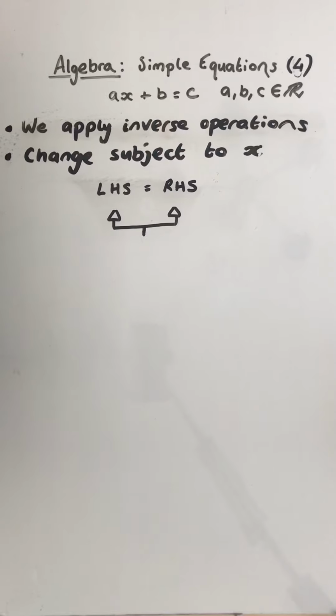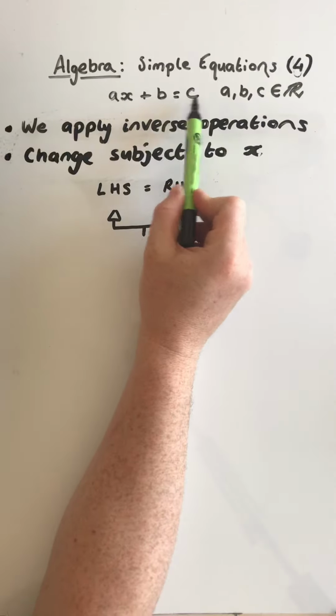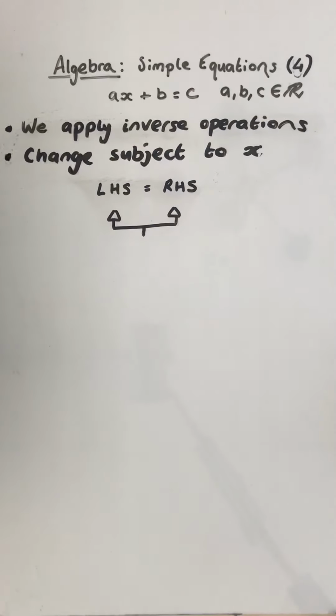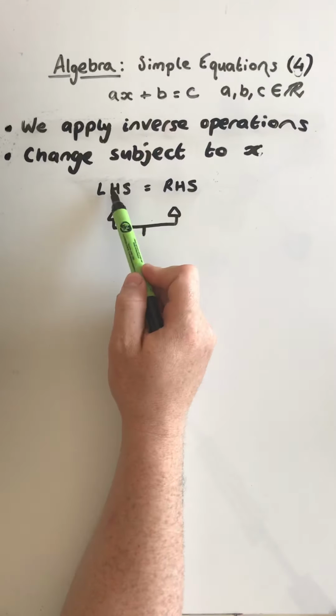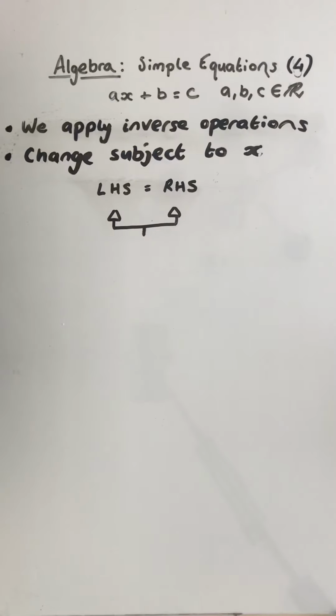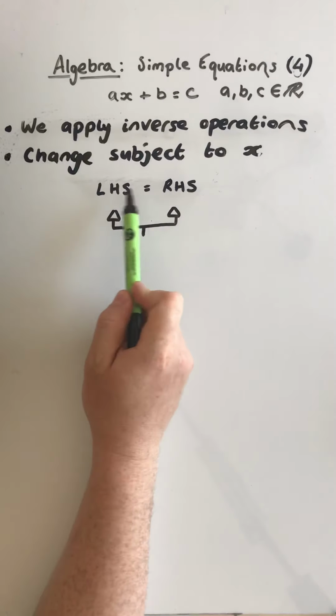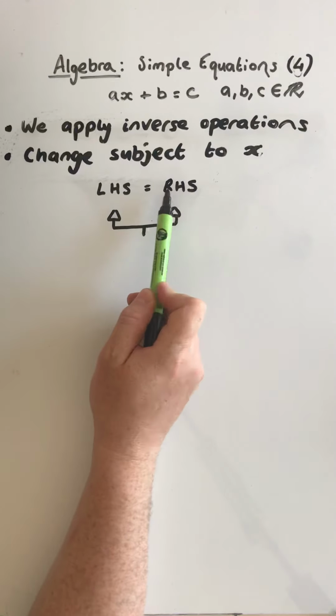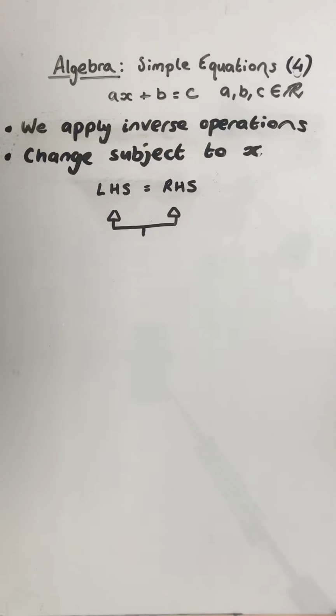We're going to continue on with solving simple equations of the form ax plus b is equal to c, where a, b and c are a member of the real numbers. To solve equations, we will apply inverse operations. We will change the subject to x, and what we mean by that is to have x on its own. It can be on the left hand side or the right hand side, but what we do to each side of this equals sign, we must apply to both sides to keep it balanced.